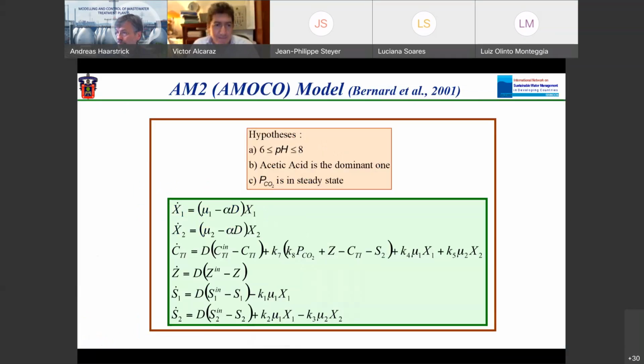As I said, this is the model AM2 for anaerobic digestion. In this model, X1 and X2 represent the two main microorganism groups. S1 and S2 represent the two main substrates, that is chemical oxygen demand and volatile fatty acids. And the other two variables are the total inorganic carbon and the strong ion concentration, respectively.